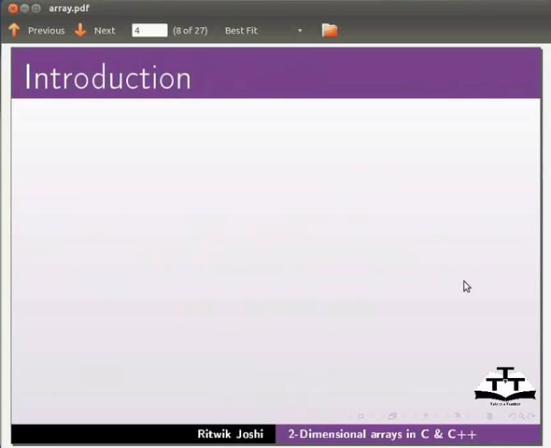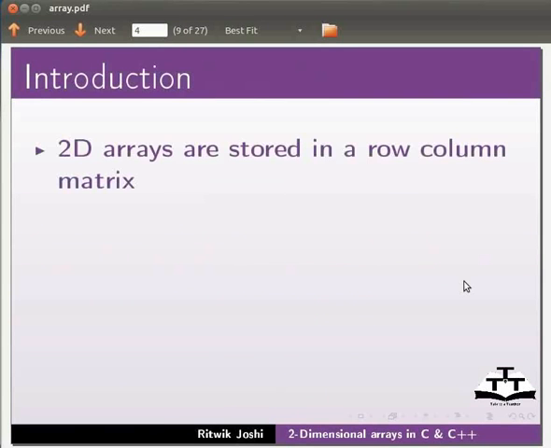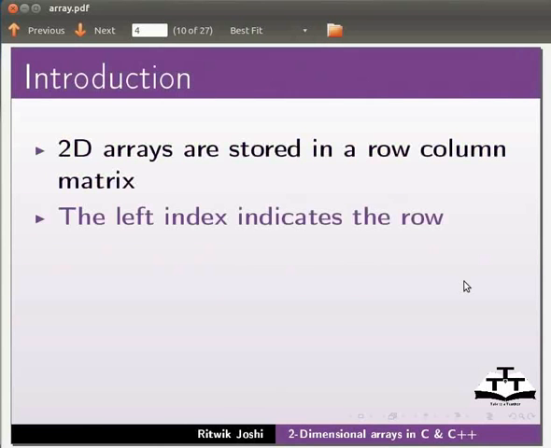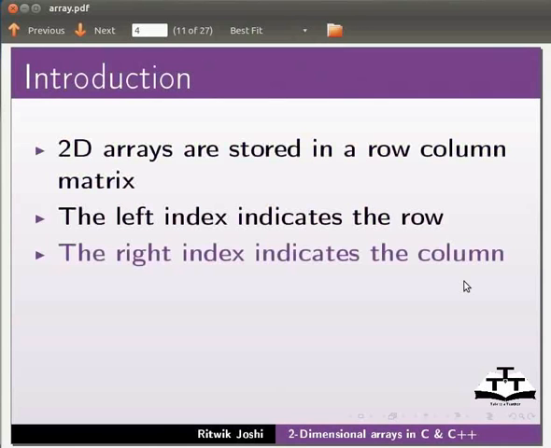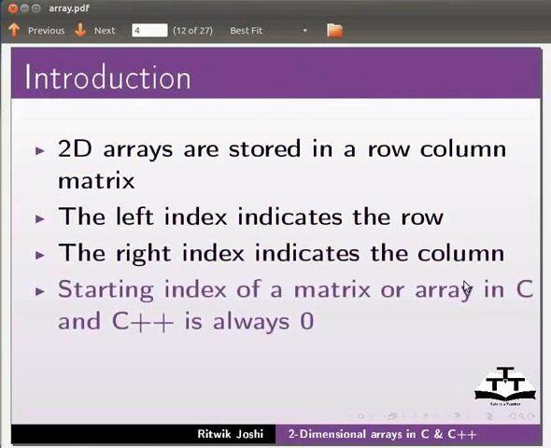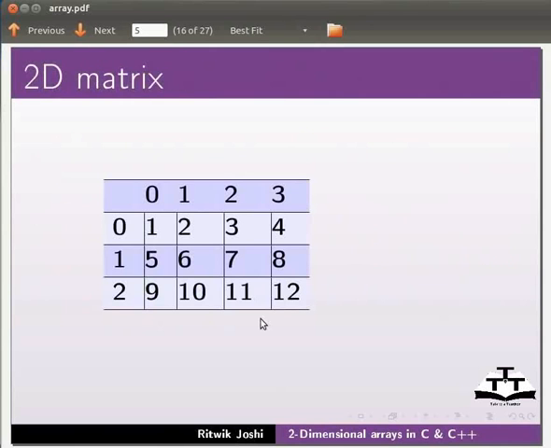Let us start with the introduction to two-dimensional array. 2D arrays are stored in a row-column matrix. The left index indicates the row. The right index indicates the column. Starting index of a matrix or array in C and C++ is always 0. Here we see a two-dimensional array in a row-column matrix.